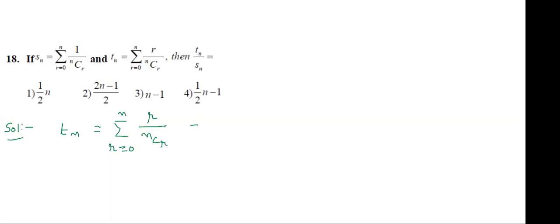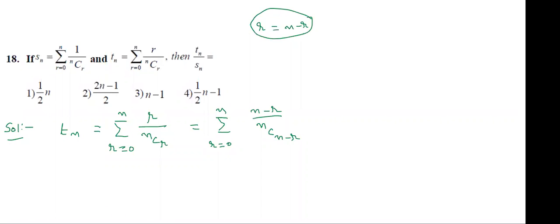We can write this another way also: sigma r equals 0 to n. In place of r, I am changing the value, so that is n minus r: (n minus r) divided by nC(n minus r). In place of r, what have I written, students? n minus r. Now we know the formula nCr is equal to nC(n minus r). Yes or no?